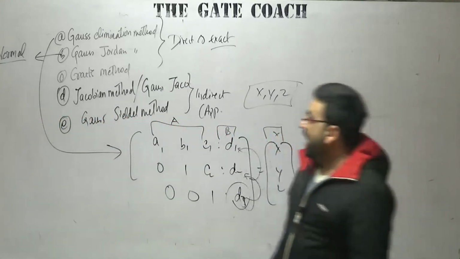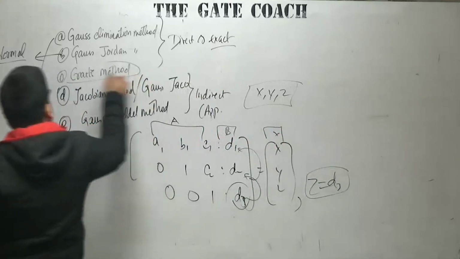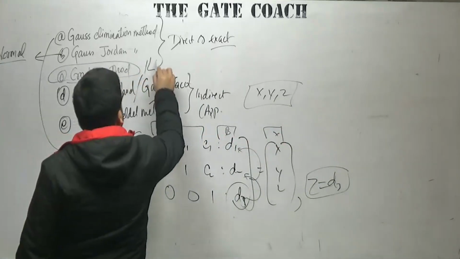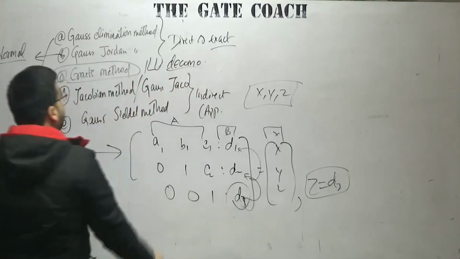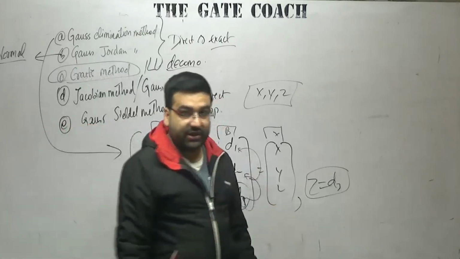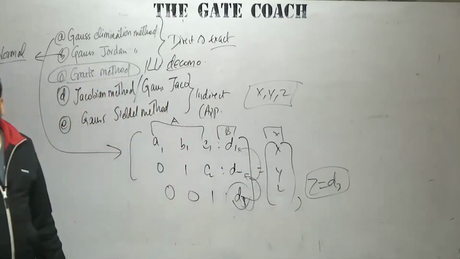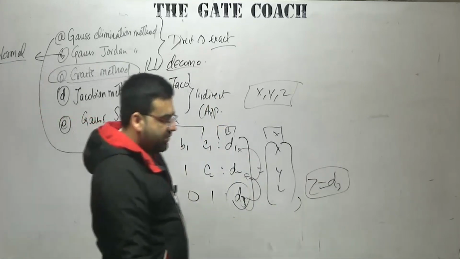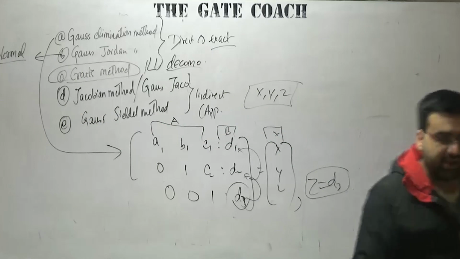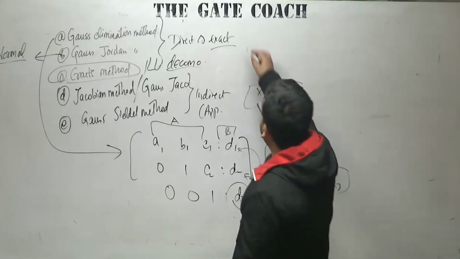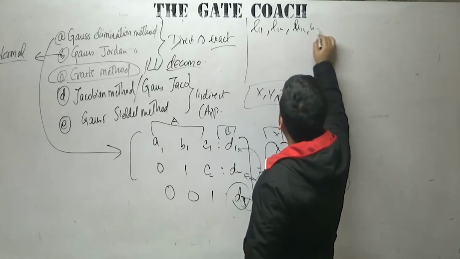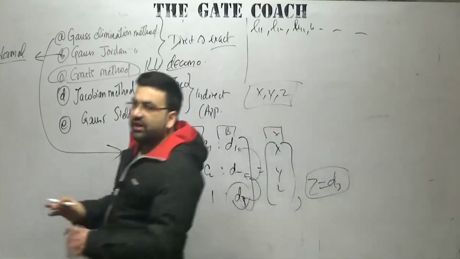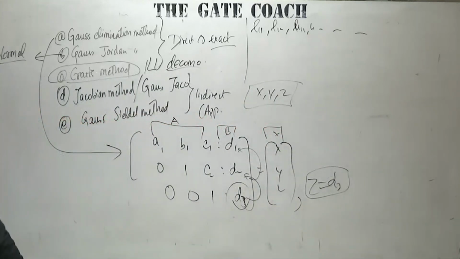After the Gauss elimination method, we have the Crout's method. This is also called the LU decomposition method, lower triangular, upper triangular matrix decomposition method. So we decompose this matrix A into one L matrix and one U matrix. L means the lower triangular matrix and U means the upper triangular matrix. We break it into two matrices. Then we find the values of L11, L12, U11, U12 and so on. We put these values in the matrix and you get the upper triangular matrix as well as the lower triangular matrix.